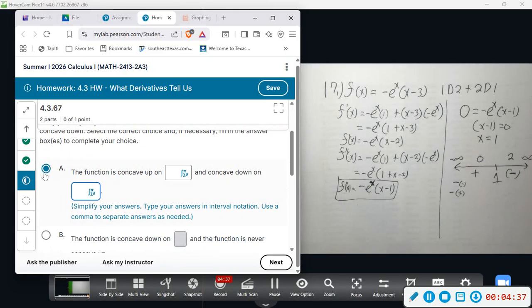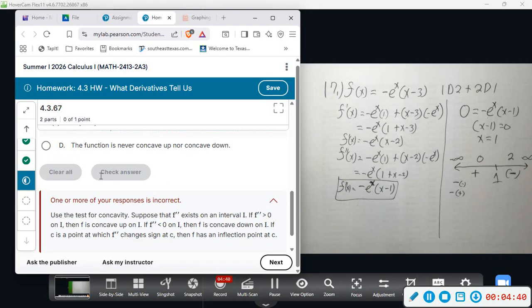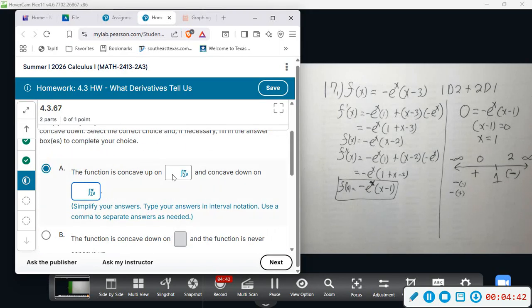All right, so we are looking at option A, concave up, concave down. And we're going to say concave up on negative infinity to 1, and concave down on 1 to infinity.